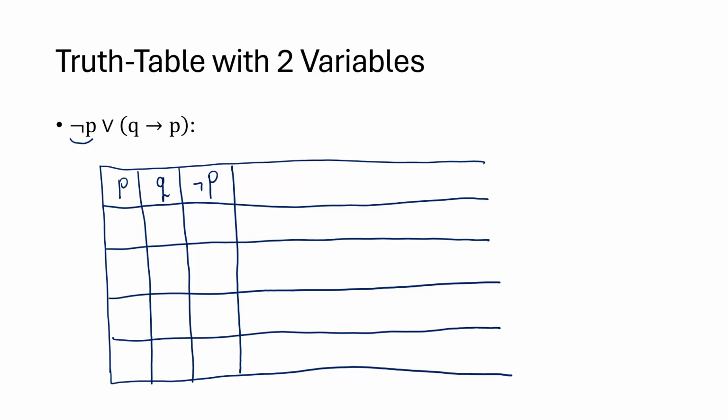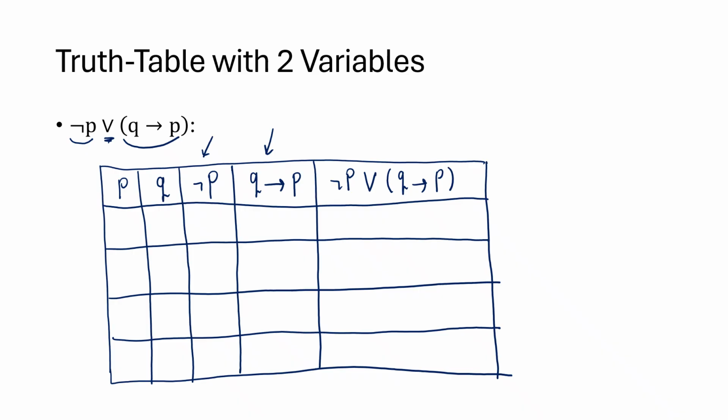Also, to be able to know the truth value of the entire formula, I need to know the truth value of this implication. That's another sub-formula. If Q, then P. So I need another column for that. And then, if I know the truth value of not P, and also the truth value of if Q, then P, then the only thing that I need to do is to combine them with a disjunction. So now I'm ready to compute the truth value of the entire formula. So that will be my last column. Okay? So now this is the truth table. Now we need to talk about how we can fill it in.